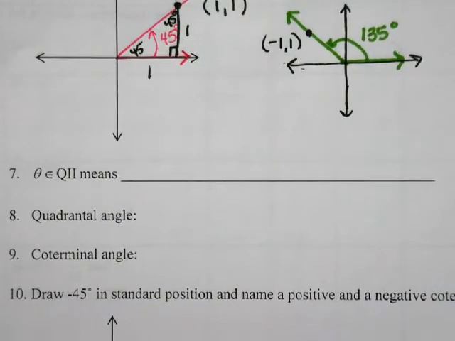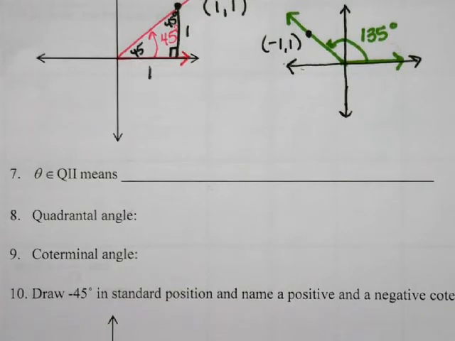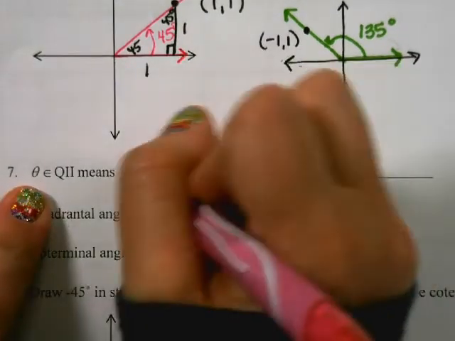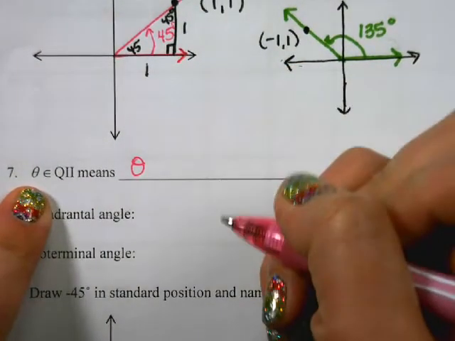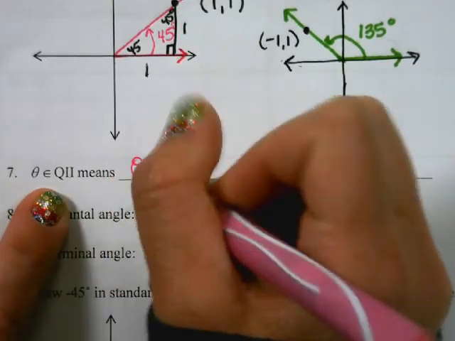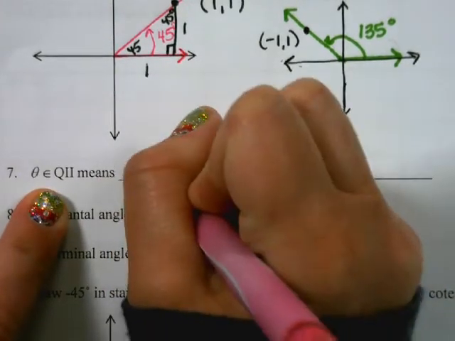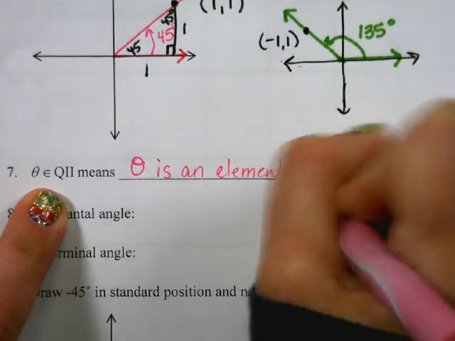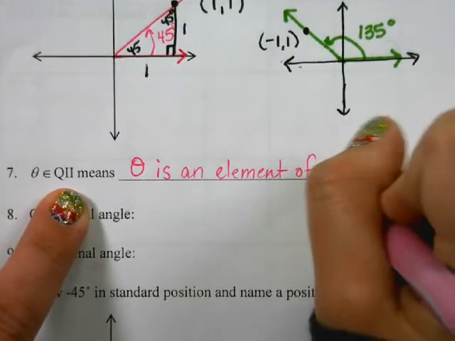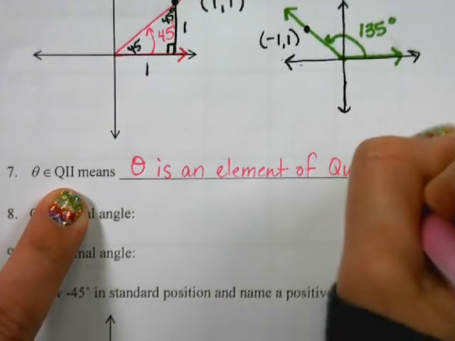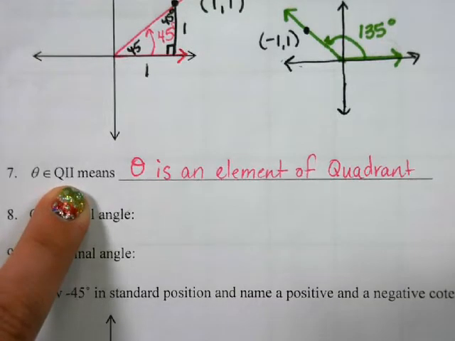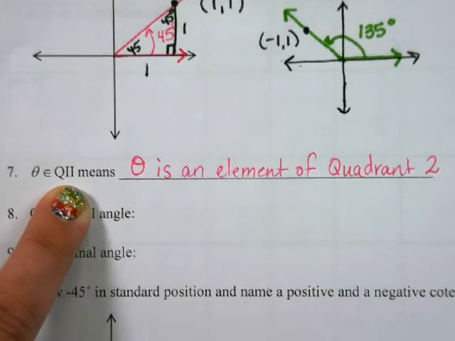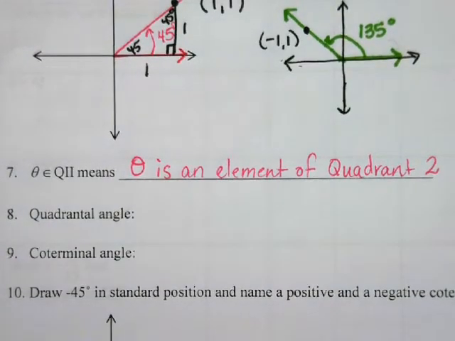Okay, Griffin's scared for number 7, but it's not horrible, I promise. What that right there means, this is my theta, so that means my angle, theta. That little funky looking E means is an element of. Q stands for quadrant, and then it's got my Roman numeral 2. So theta is an element of quadrant 2.